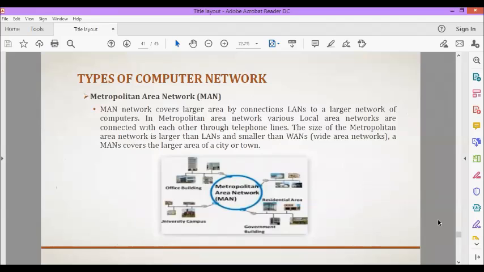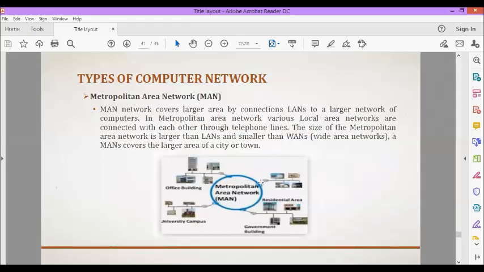Next, we have the MAN or Metropolitan Area Network. It covers a larger area by connecting LANs to a larger network of computers. In a metropolitan area network, various local area networks are connected with each other through telephone lines. The size of the metropolitan area network is larger than LANs and smaller than WANs or wide area networks. A metropolitan area network covers the larger area of a city or town.